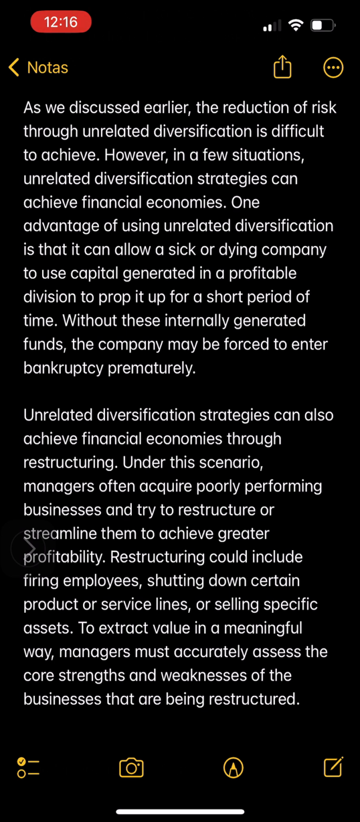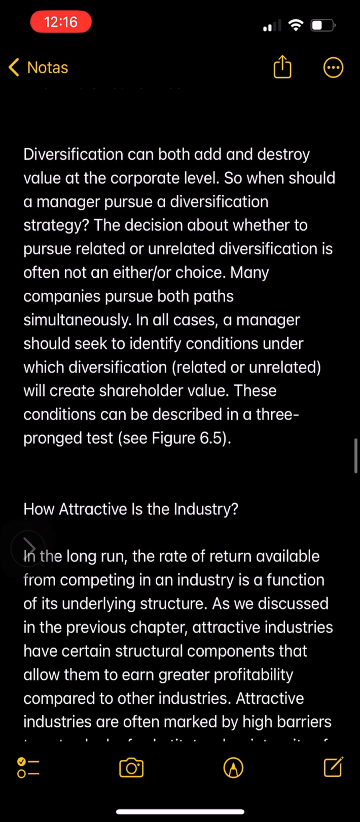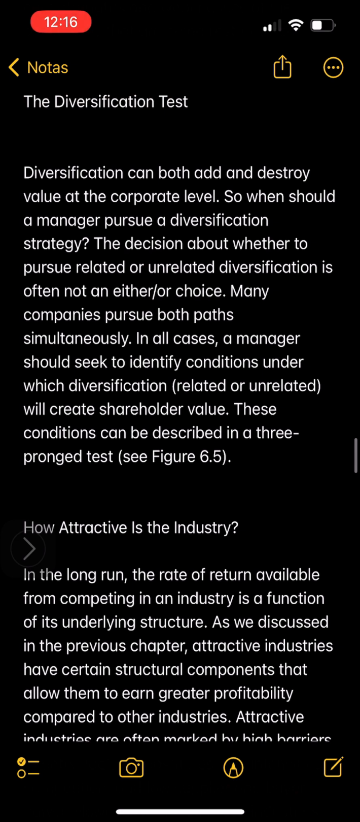The diversification test. Diversification can both add and destroy value at the corporate level. So when should a manager pursue a diversification strategy? The decision about whether to pursue related or unrelated diversification is often not an either or choice. Many companies pursue both paths simultaneously. In all cases, a manager should seek to identify conditions under which diversification, related or unrelated, will create shareholder value. These conditions can be described in a 3-pronged test. See figure 6.5. How attractive is the industry?